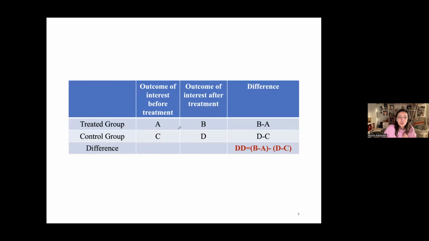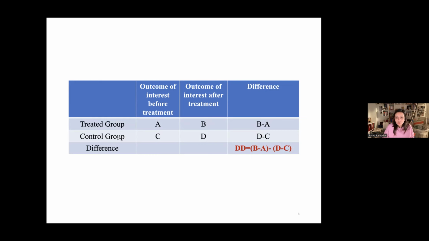show you the table. Here, this is the outcome of the treated group before the treatment, and here this is the outcome of the treated group after the treatment. I will calculate the difference between these. So Racha is benefiting from Forza. I will calculate the difference in Racha's income after benefiting from Forza compared with before benefiting from Forza. So this B is my income in 2018 minus my income in 2012. So this is the first difference.